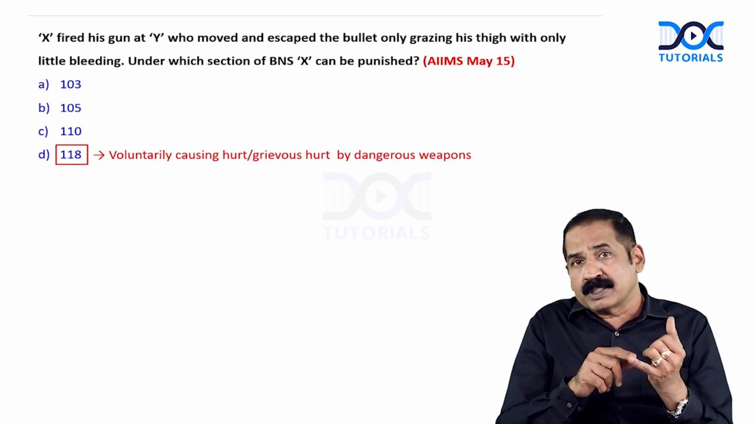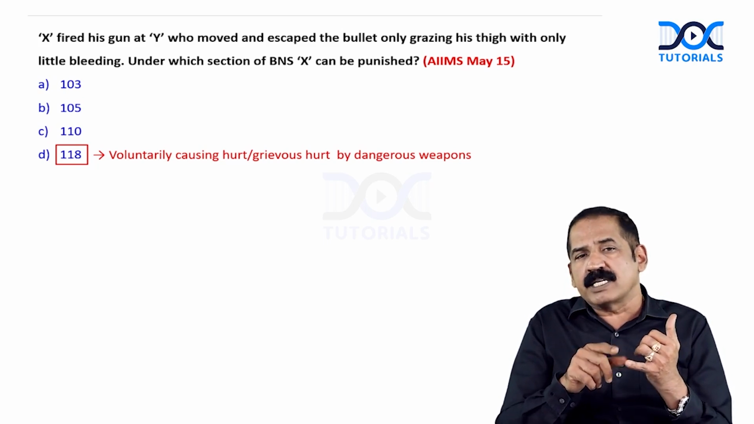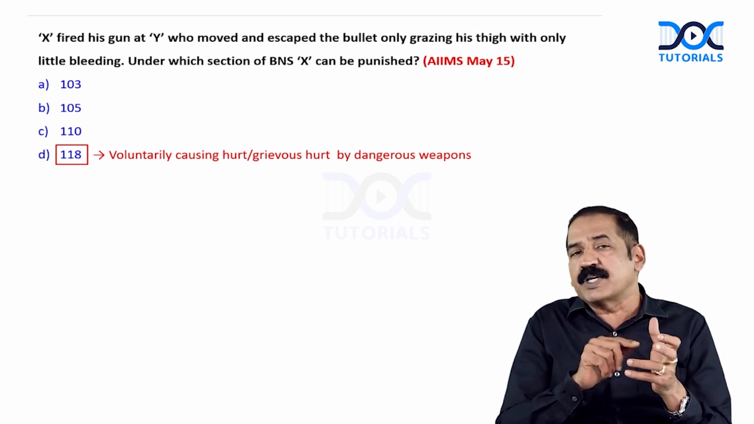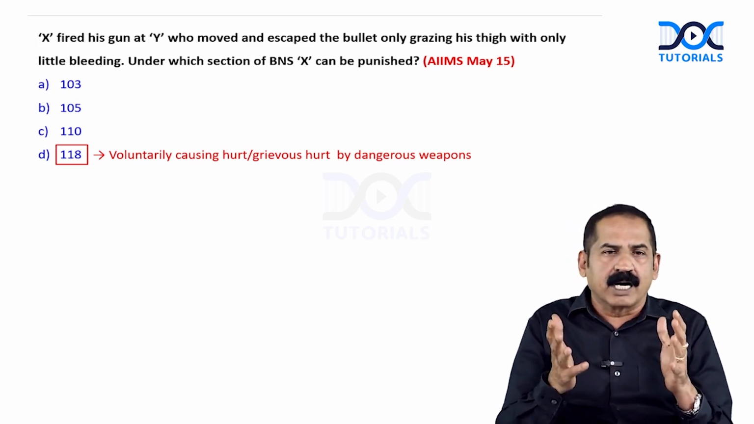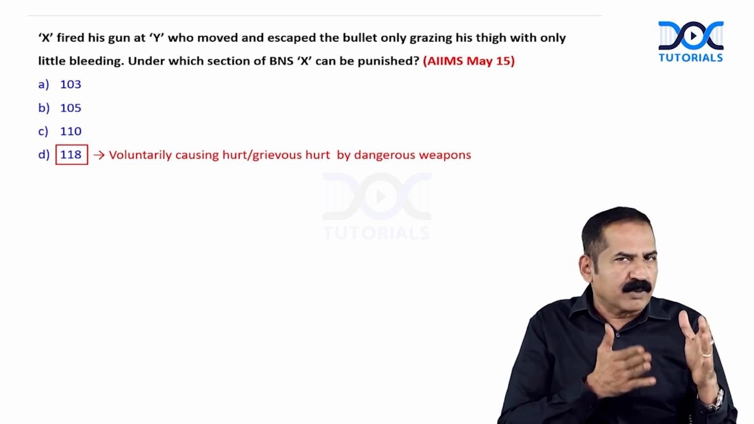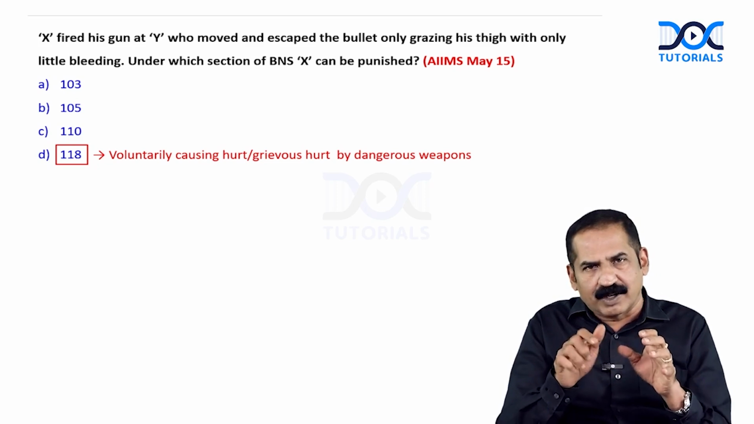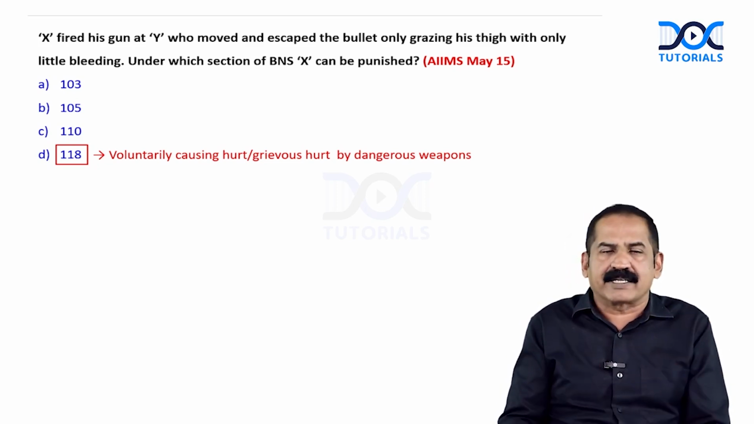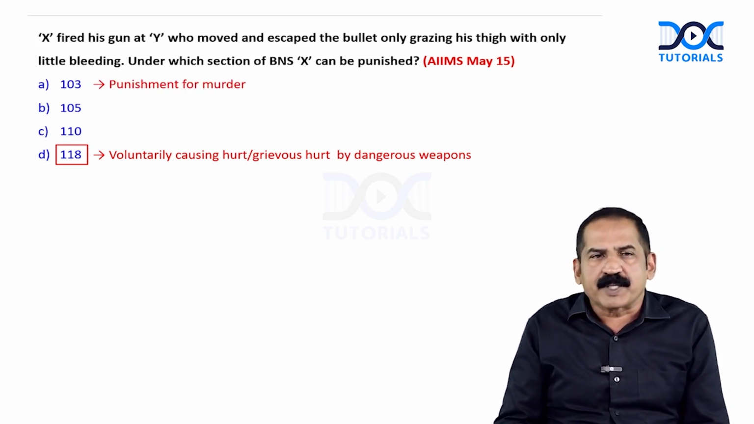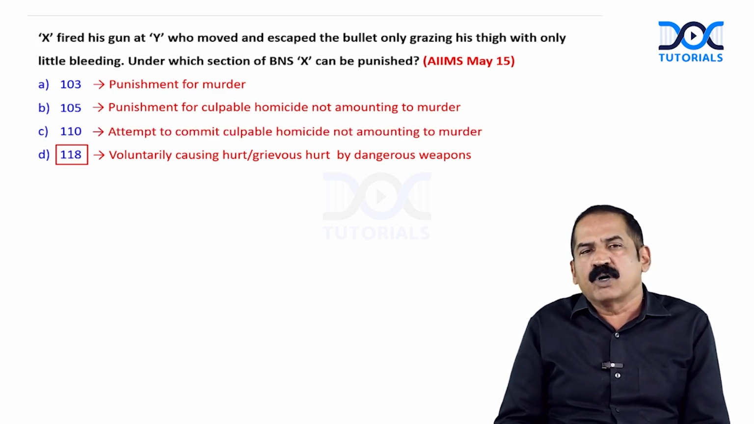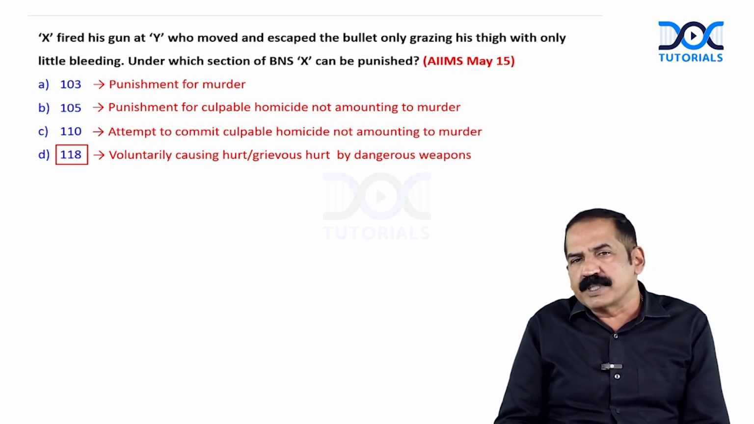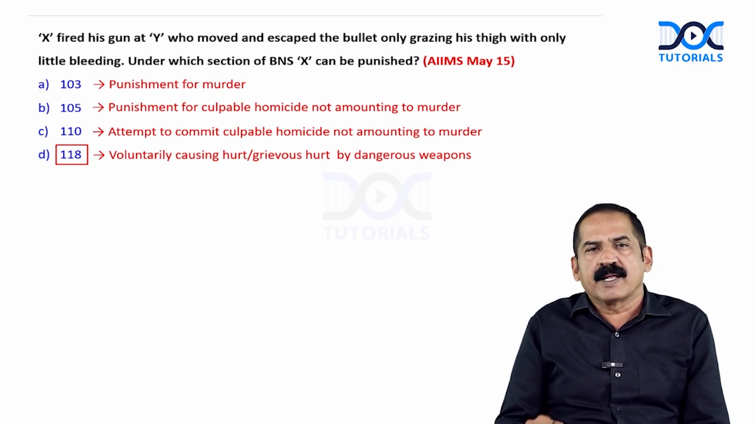Previously, 324 IPC, voluntarily causing hurt by dangerous weapon. 326 IPC, voluntarily causing grievous hurt by dangerous weapon. But now, they have included both together under 118 under subclause 1 and 2. You can forget about that. Okay. Now 103 punishment for murder, 105 punishment for culpable homicide not amounting to murder, 110 attempt to commit culpable homicide not amounting to murder.